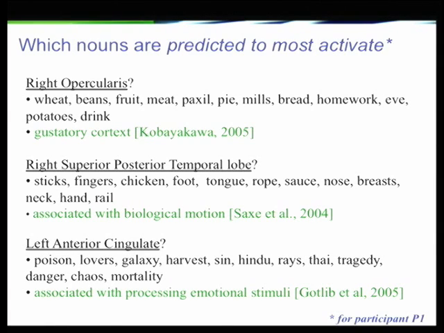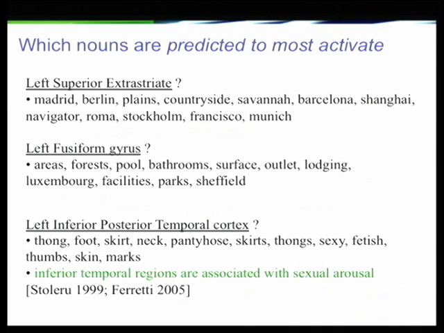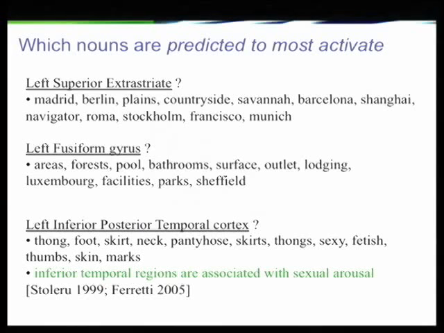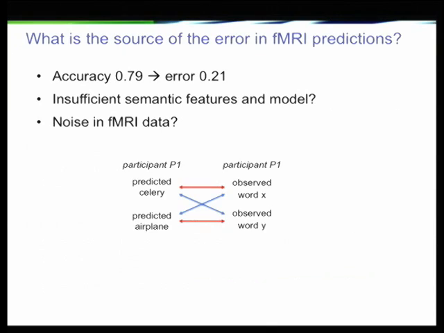So here's another independent corroboration, or converging evidence with other people's suggestions, about the behavior of the model aligning with that. Here are some others that are kind of entertaining, that I don't understand why cities, especially Spanish-speaking cities, would be, I guess there are all kinds. Large cities are predicted by our model to activate left superior extrastriate. I have no idea whether that's correct or false. This one is interesting, and again, there is previous suggestion that this is a region associated with sexual arousal.